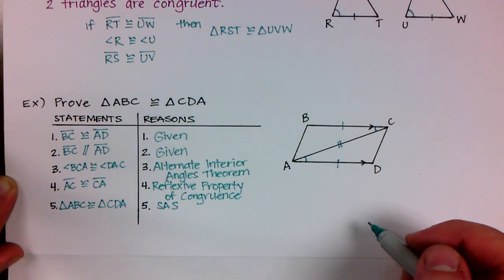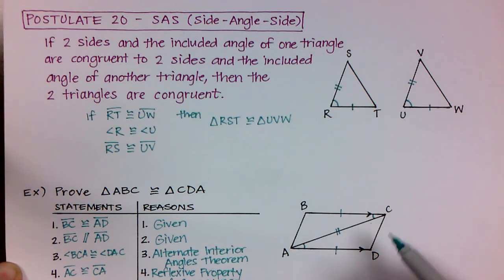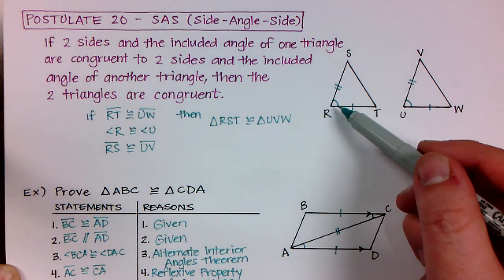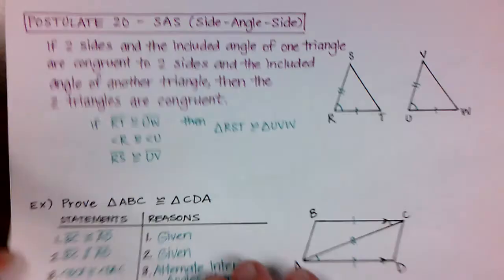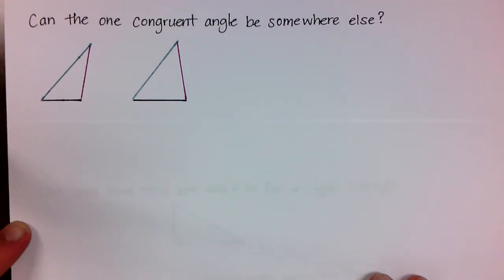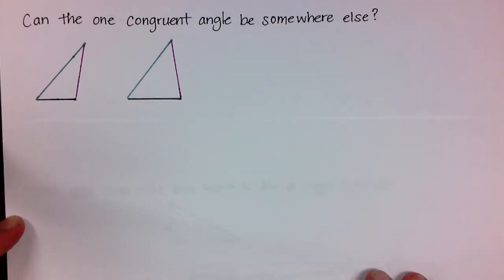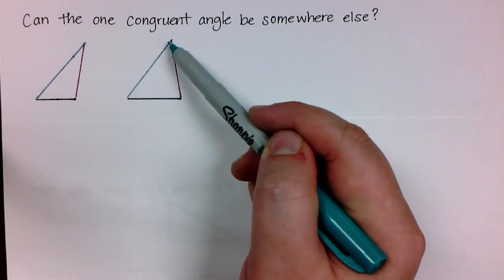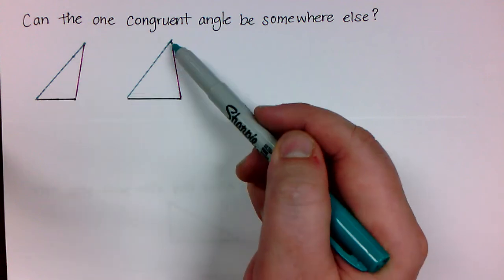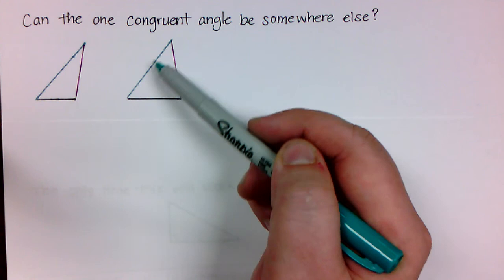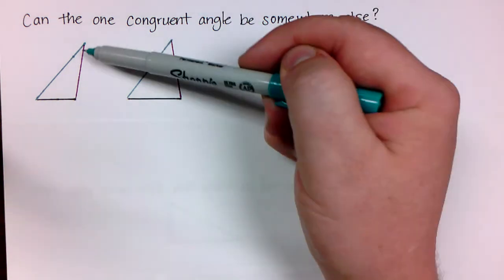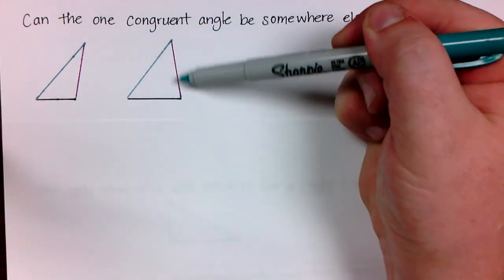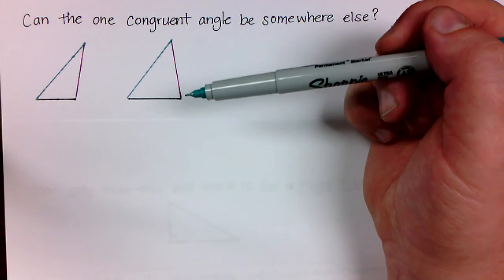Okay, awesome. So we were looking at an angle, we called it the included angle, where it was in the middle of the two sides. So I have a question for you. Can the one congruent angle be somewhere else? So in this example right here, I kind of color-coded to show that these two blue lines were the same length. I think I measured them at 4 centimeters. And these two purple colored sides were about 3 centimeters each.